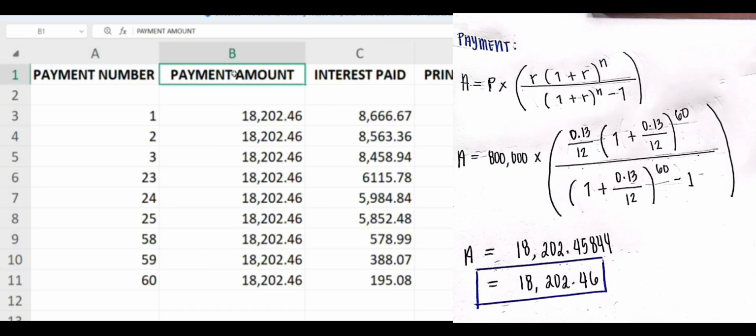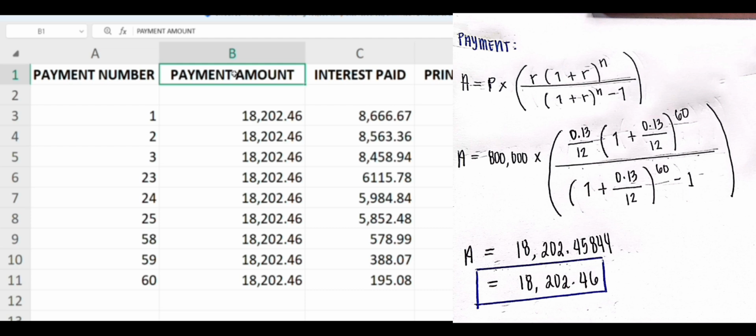A is equal to P times the quantity of R times the quantity of 1 plus R raised to N, all over the quantity of 1 plus R raised to N minus 1, where P is our principal amount, R is our rate, and N is the total number of payments.